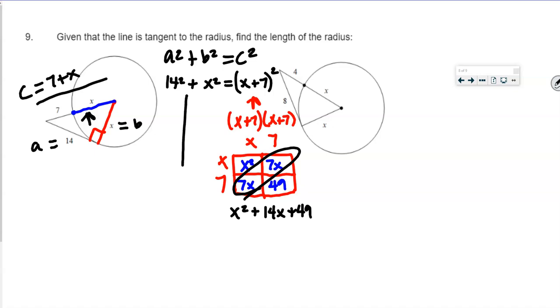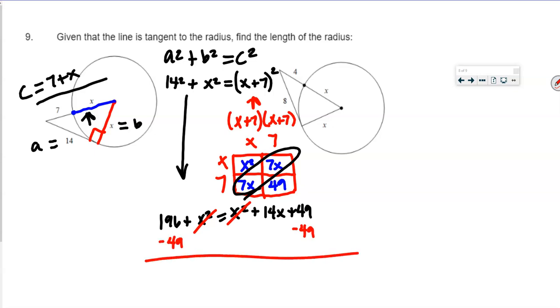So now we're just going to bring down this part right here. So 14 squared is 196. So we got 196 plus our X squared is equal to our X squared plus 14X plus 49. Now, because we have an X squared on both sides, they cancel each other out, don't they? So then we're going to subtract 49 from both sides. Okay, so that gives us 147, and that's equal to our 14X.